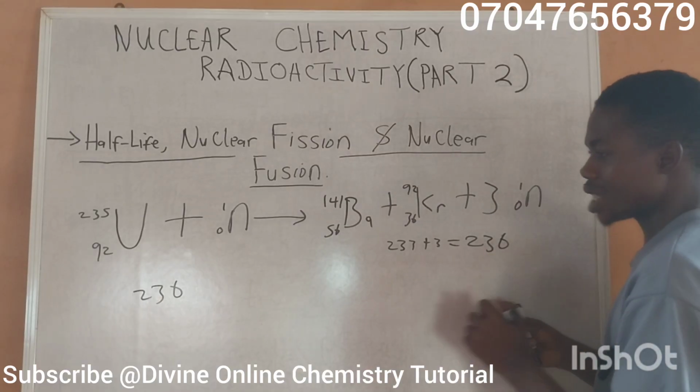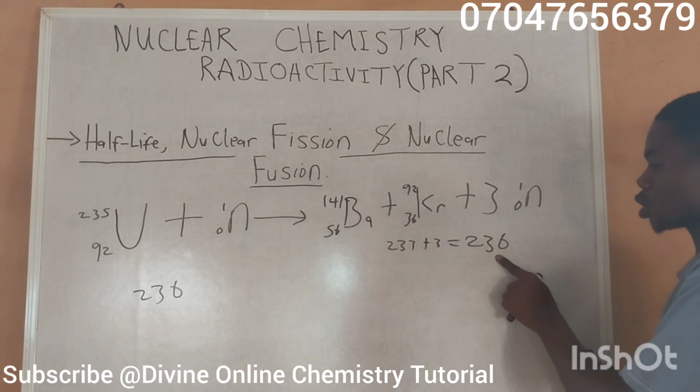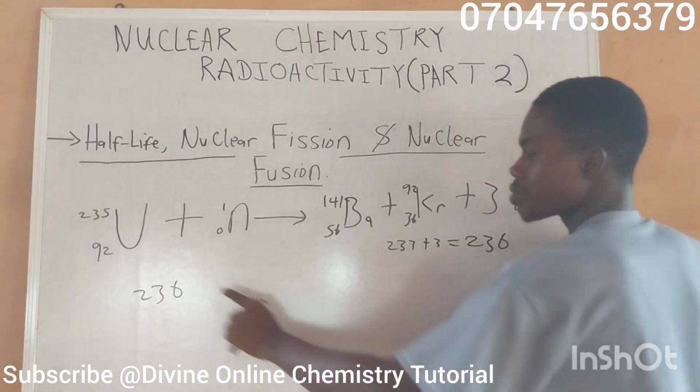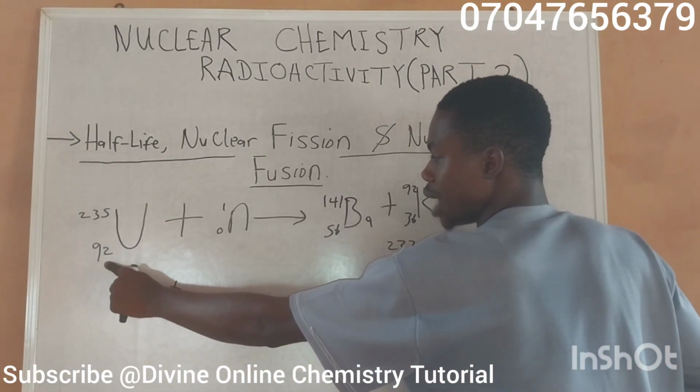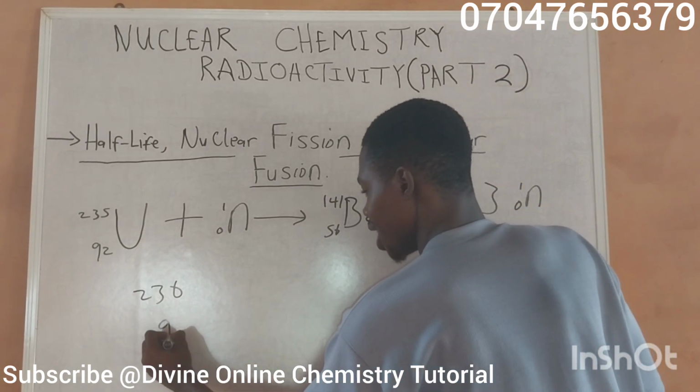So you see now that the mass number at the reactant side is 236. The mass number at the product side is 236. So it's balanced. Now let's go to the atomic number. We have 92 here and we have 0. 92 plus 0 is the same thing as saying 92.